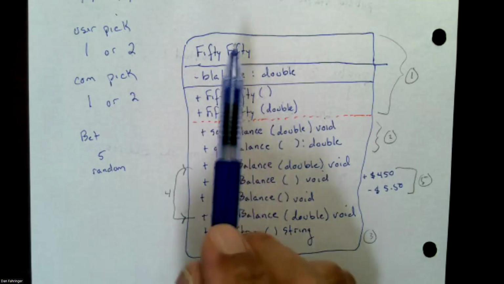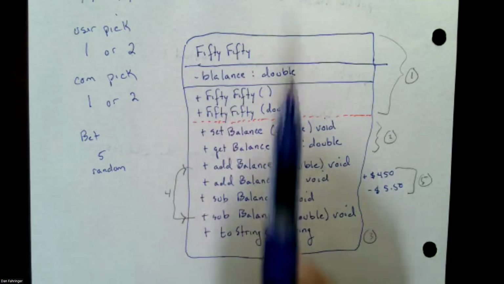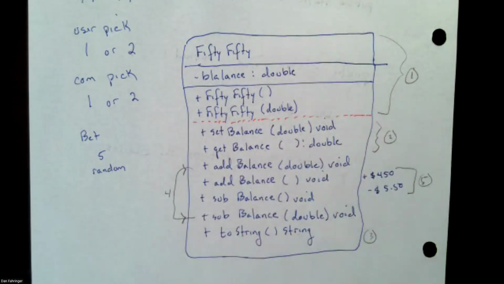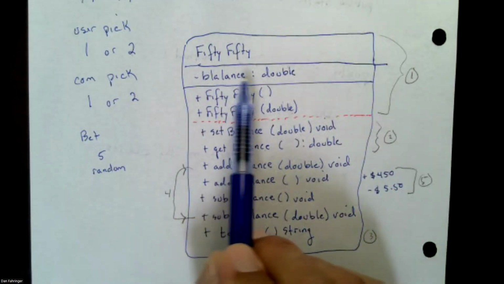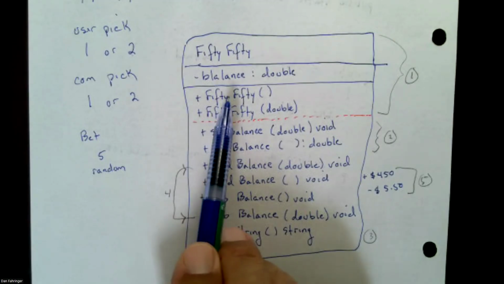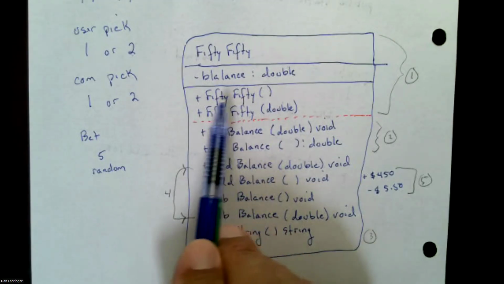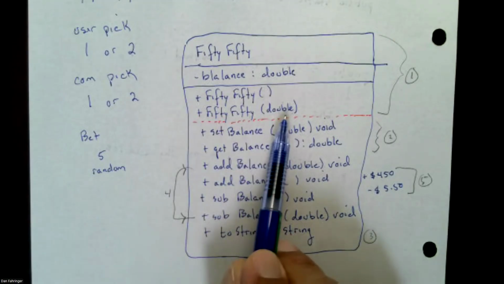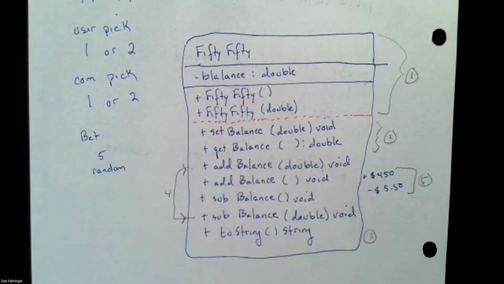I'd be instantiating an object, 50/50 equals new 50/50. We have one thing that's important, and that's the balance. How much money is in my balance? So my only field is balance. I have two constructors. One makes an initial balance of I don't know how much. The other one is bringing a value in to give balance a value.